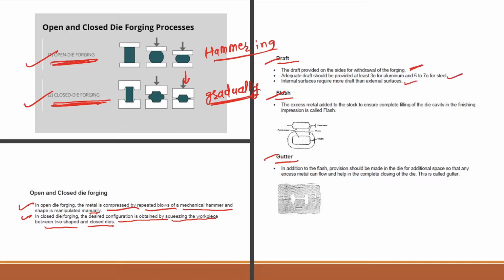And the second is flash. As we have discussed earlier, the excess metal added to the stock to ensure complete filling of a die cavity in the finishing impression is called the flash. Here you can see the diagram of the flash. Now the third is gutter. In addition to the flash, provision should be made in the die for additional space so that any excess metal can flow and help in the complete closing of the die. So this is called the gutter. This is how it looks.